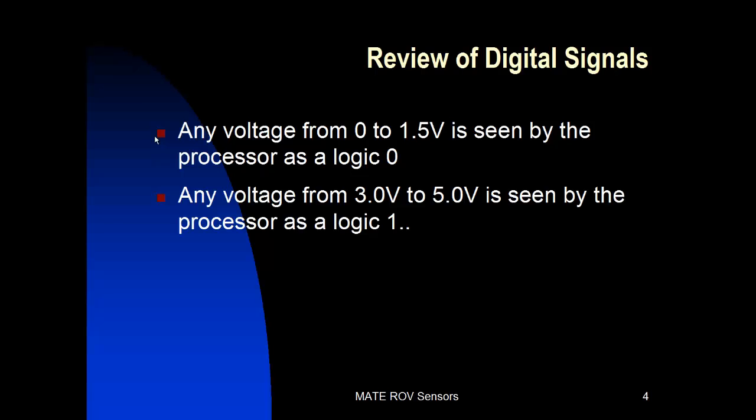If you remember about digital signals we've been working with, any voltage from 0 to 1.5 volts is seen by the processor as a logic 0 or off. And then any voltage from 3 to 5 volts is seen by the processor as a logic 1 or on. There is that gray area between 1.5 to 3, but typically the digital signals will be going back and forth between one or the other, 0 volts to 5 volts or 0 volts to 3 volts.